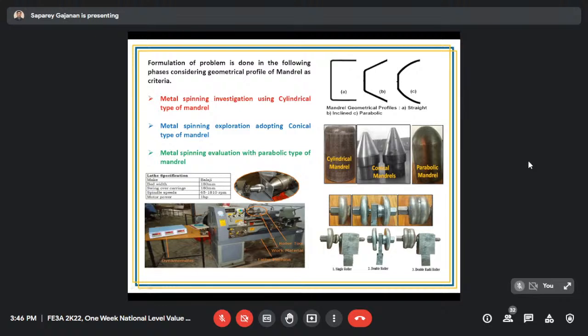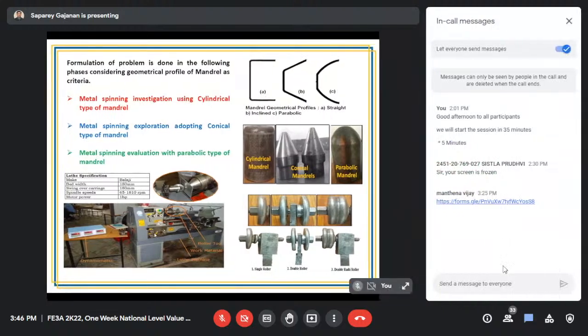One more tool we have developed is the double radii tool. This is a single piece only, whereas you find two different contact points, slightly semicircular, two contact points very near to each other. This type of tool has given a good result in some cases. And these are the different profiles we have selected: cylindrical mandrel, conical mandrel, and parabolic mandrel.